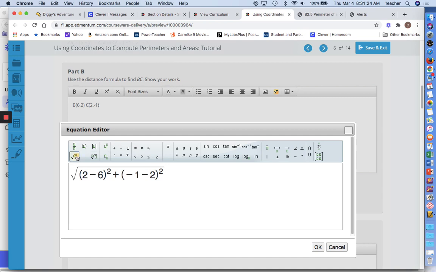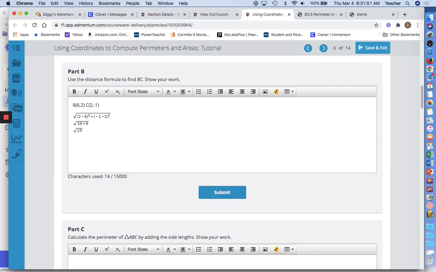All right, so let's see what I got here. 2 minus 6 is a -4. -4 squared is 16. -1 minus 2 is a -3. -3 squared is a 9. 16 plus 9 is 25. The last thing is the square root of 25, and the square root of 25 is 5, because 5 times 5 is 25. So there's part B.